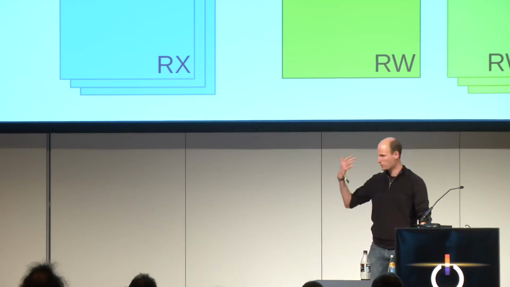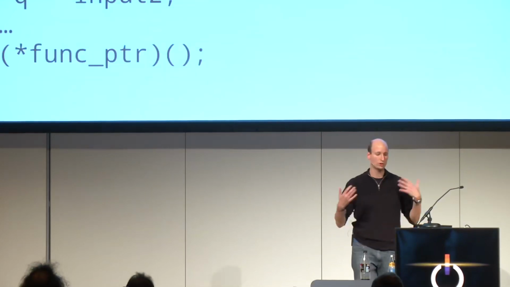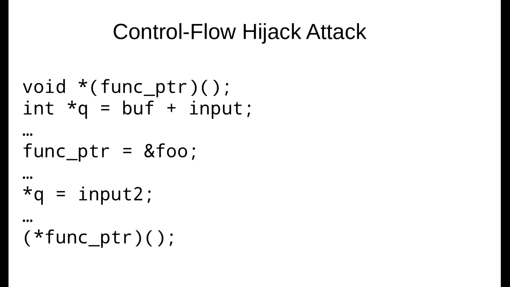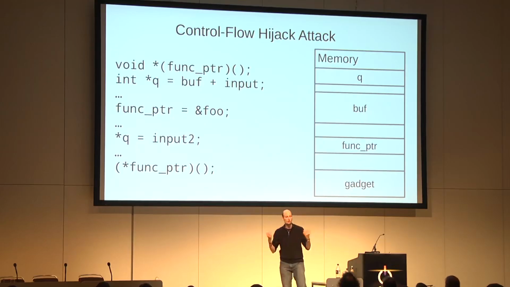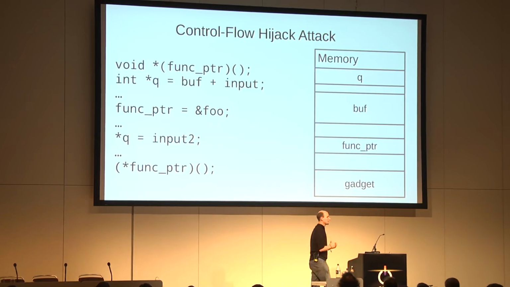Just so that we are all on the same page, I'll quickly walk you through a control flow hijack attack as it is used nowadays to sidestep all the defense mechanisms active on current systems, so that we can understand how the defense mechanisms that I'll present later on will work. We have this simple C program. On the left-hand side, we define a function pointer, and there's some weird pointer arithmetic going on where we assign Q to a buffer plus some attacker-controlled input. So the attacker can point Q somewhere into memory by carefully crafting the input to that pointer.